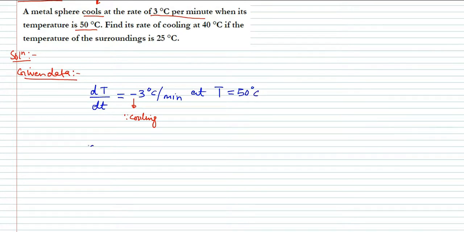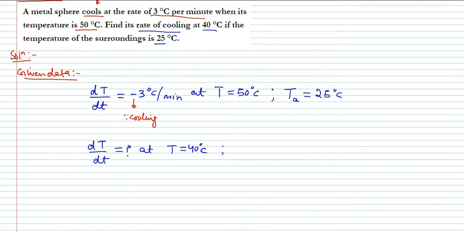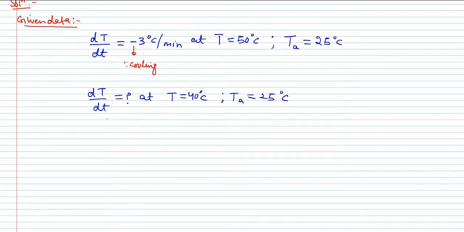Now we have to find dT by dt when the temperature of the sphere is 40 degrees centigrade. Because it's mentioned here, find its rate of cooling, means we have to find dT by dt when the temperature of the metal sphere, that's T, is 40 degrees centigrade, if the temperature of the surroundings is 25 degrees centigrade. In both cases, the temperature of the surroundings, that means the ambient or room temperature, is 25 degrees centigrade. We have to find this dT by dt.